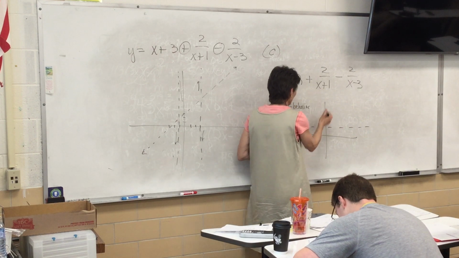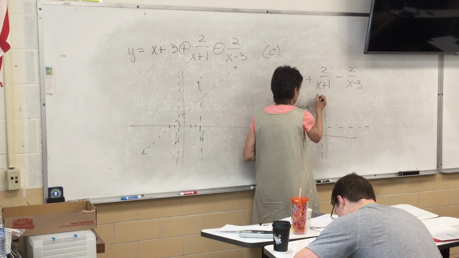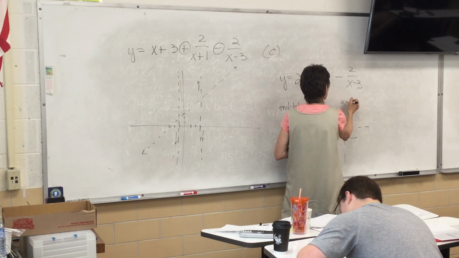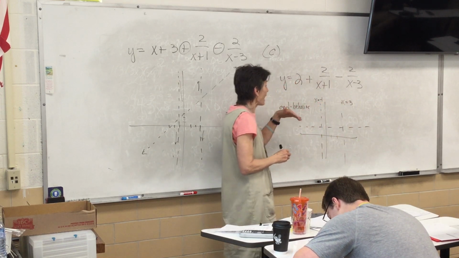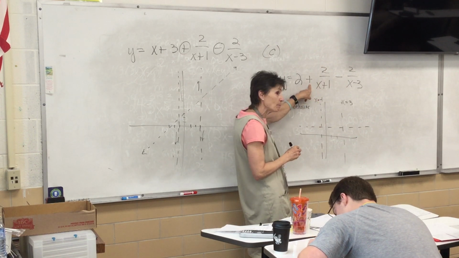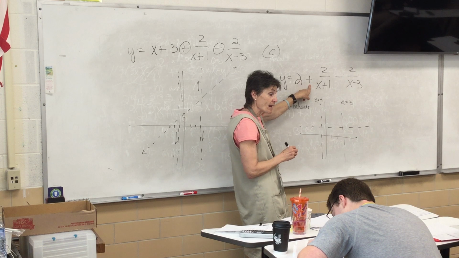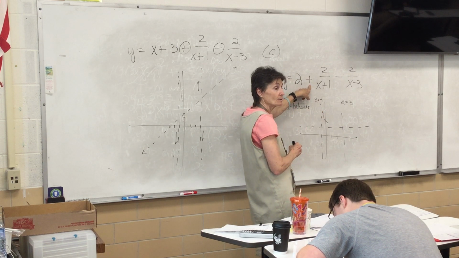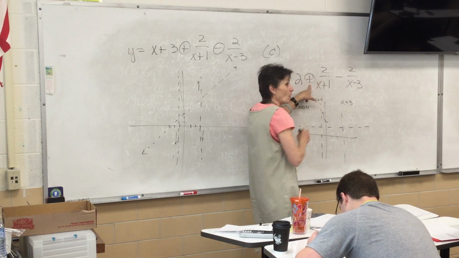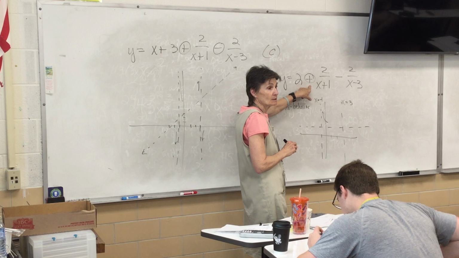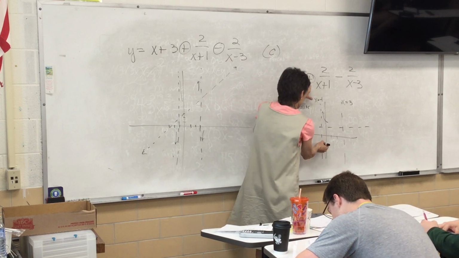Okay, now it's got a vertical asymptote at -1 and at 3. Oh, these all have the same asymptotes. But tell me what's happening around this asymptote right here. See that plus sign? That tells me on this side it's going up. This tells you the behavior on the right side of the asymptote. So on this side it must be going down.